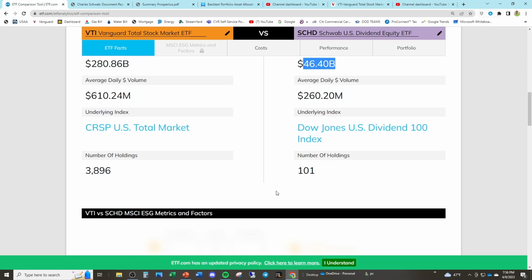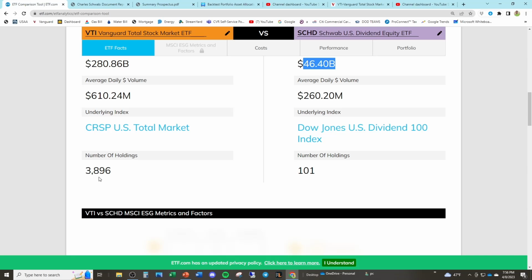Now, here's the first thing that I personally don't like. The VTI ETF is a true index. It literally owns or seeks to track the performance of the entire U.S. stock market. And it does it at market cap weights. We'll read more about it later.